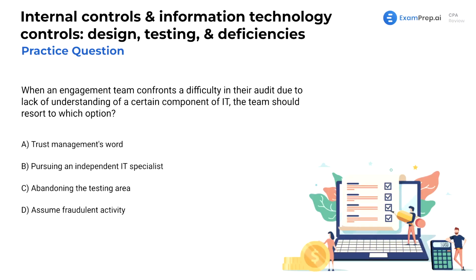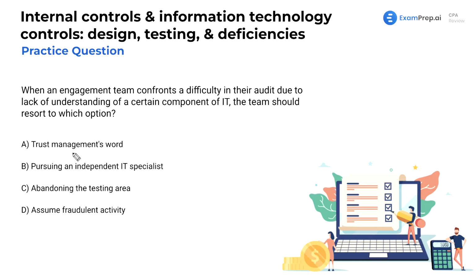When an engagement team confronts a difficulty in their audit due to lack of understanding of a certain component of IT, the team should resort to which option? What should they do if they are dealing with IT? Now, obviously, it's a very developing, complicated, and broad area. IT is not something that your classic accountant may be the best at. So, what are we going to do in this case if we encounter some difficulties?